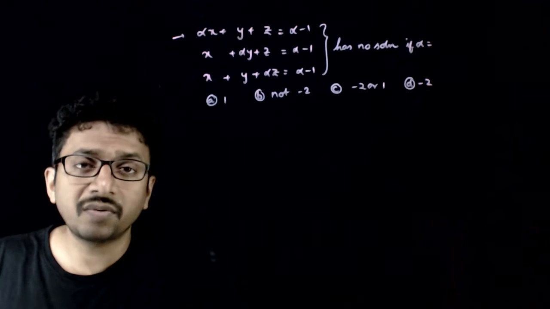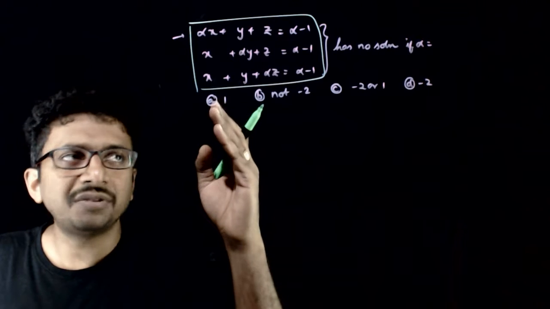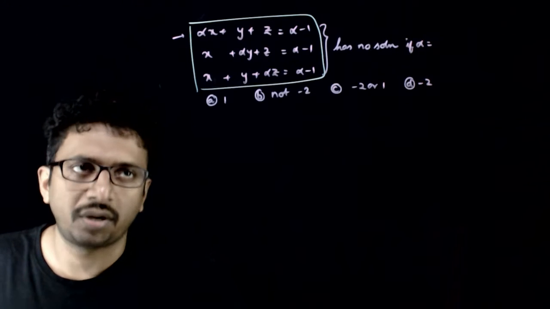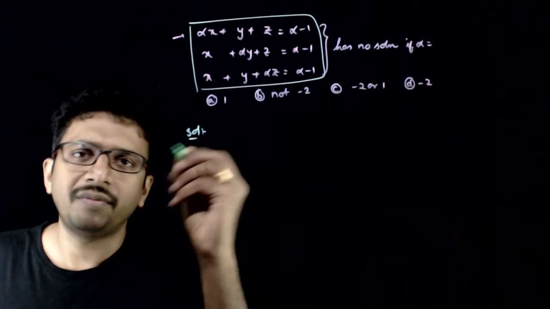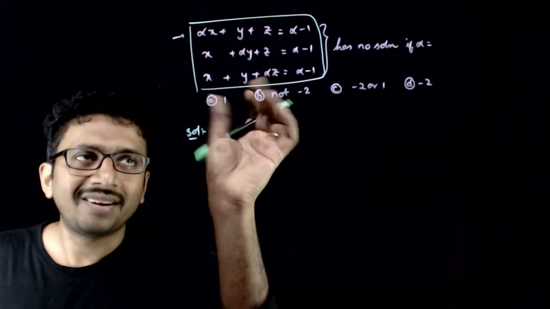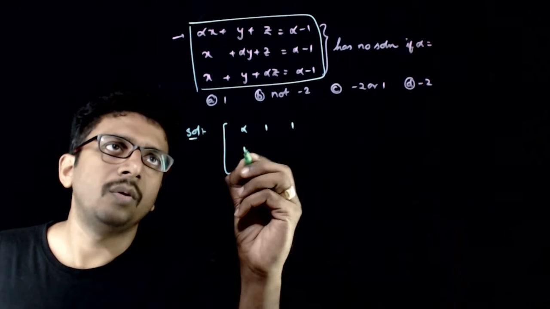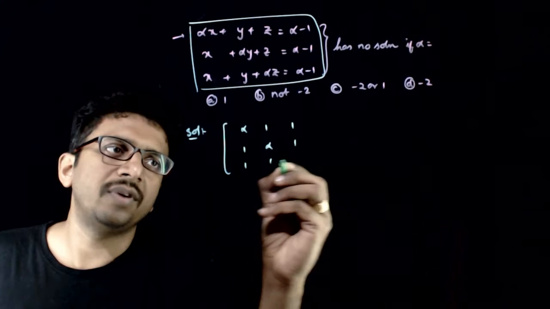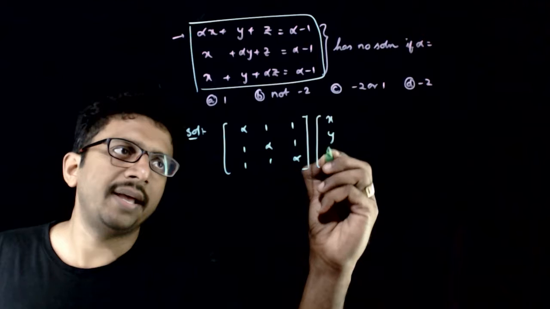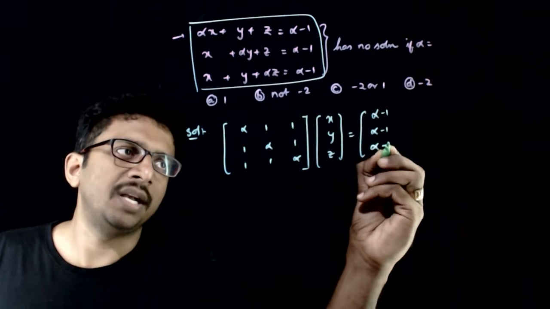So welcome students. In this question you're given a system of 3 linear equations and you're asked to find, if this system has no solution, then alpha is equal to what? So again, recall your theory of the system of linear equations. If I write these equations in matrix form, I get the matrix [alpha 1 1; 1 alpha 1; 1 1 alpha] times [x y z] is equal to [alpha, alpha minus 1, alpha minus 1].